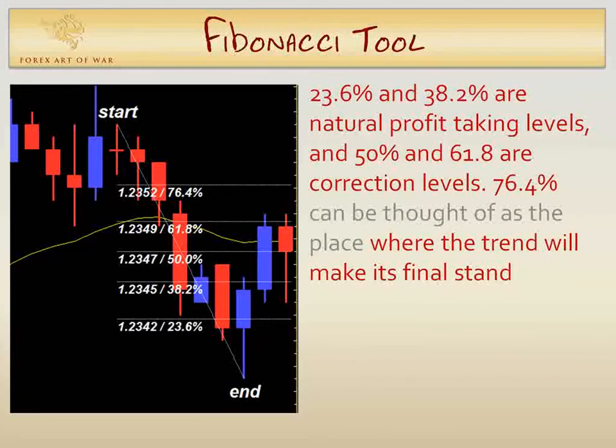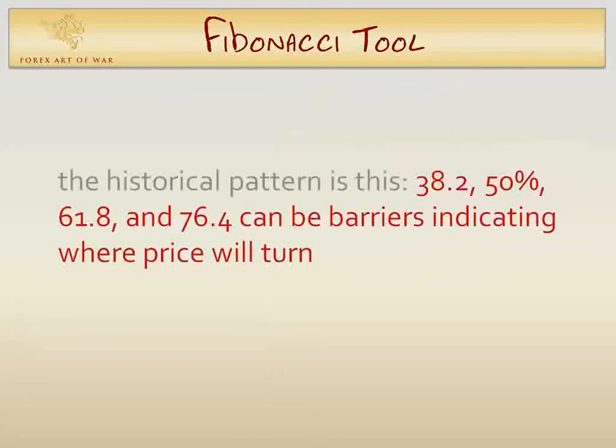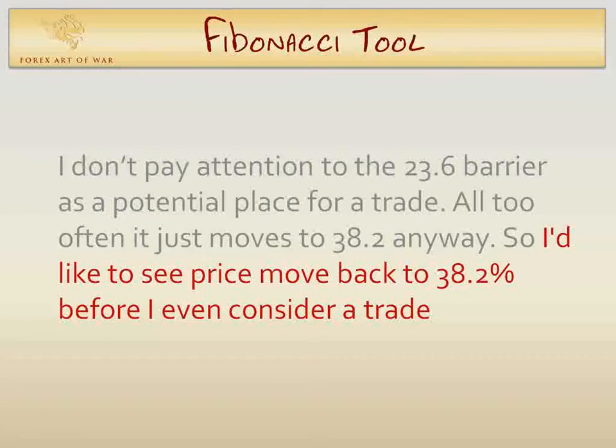23.6% and 38.2% are natural profit-taking levels, and 50% and 61.8% are correction levels. 76.4% can be thought of as the place where the trend will make its final stand. The historical pattern is this: 38.2, 50%, 61.8, and 76.4 can be barriers indicating where price will turn. I don't pay attention to the 23.6 barrier as a potential place for a trade. All too often it just moves to 38.2 anyway. So I'd like to see price move back to 38.2% before I even consider a trade.